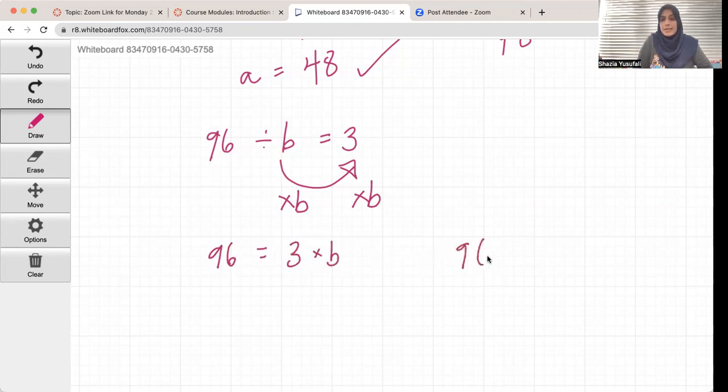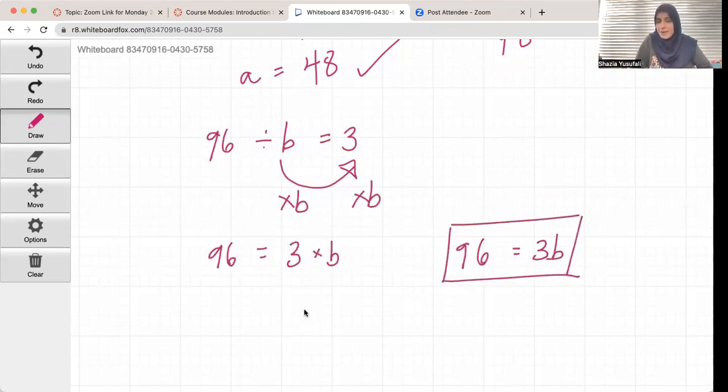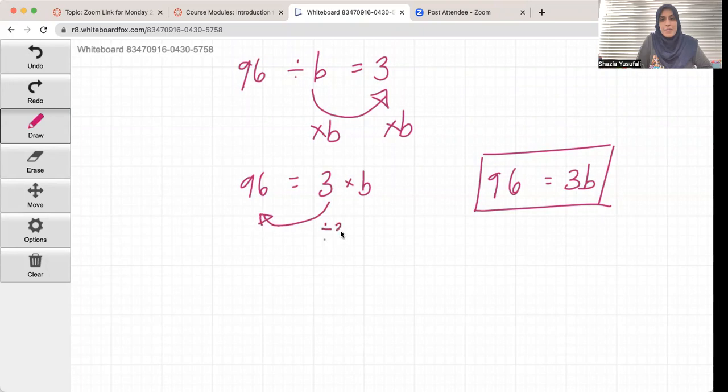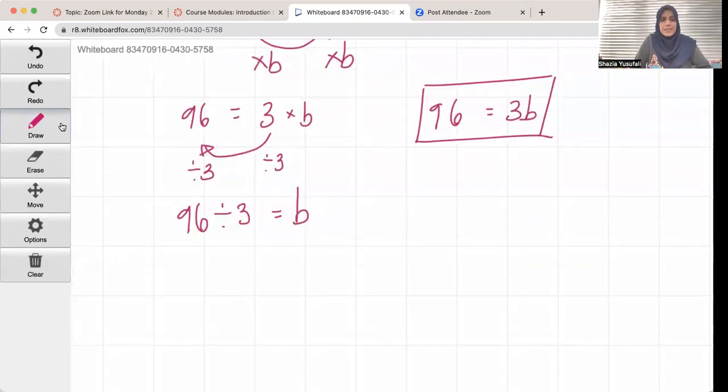Again, the better way of writing it is 96 equals 3B, right? This is the better way of writing it. But we'll work this one out for now. So now what do we do? We move the 3 to this side, and we divide by 3 and divide by 3. So therefore, 96 divided by 3 equals B. Oh, this actually makes sense. Let's do some calculations.